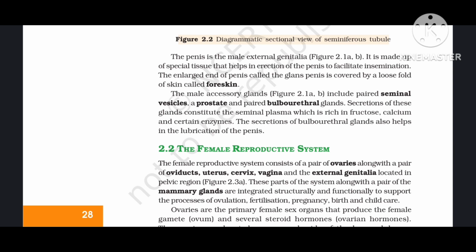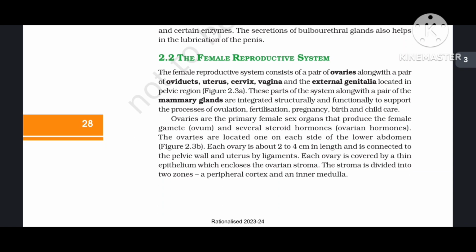The urethra originates from the urinary bladder and extends through the penis to its external opening called urethral meatus. The penis is the male external genitalia. It is made up of a special tissue that helps in erection of the penis to facilitate insemination. The large end of penis, called the glans penis, is covered by a loose fold of skin called foreskin. The male accessory glands include paired seminal vesicles, a prostate, and paired bulbourethral glands. Secretions of these glands constitute the seminal plasma, which is rich in fructose, calcium, and certain enzymes. The secretions of bulbourethral glands also help in the lubrication of the penis.